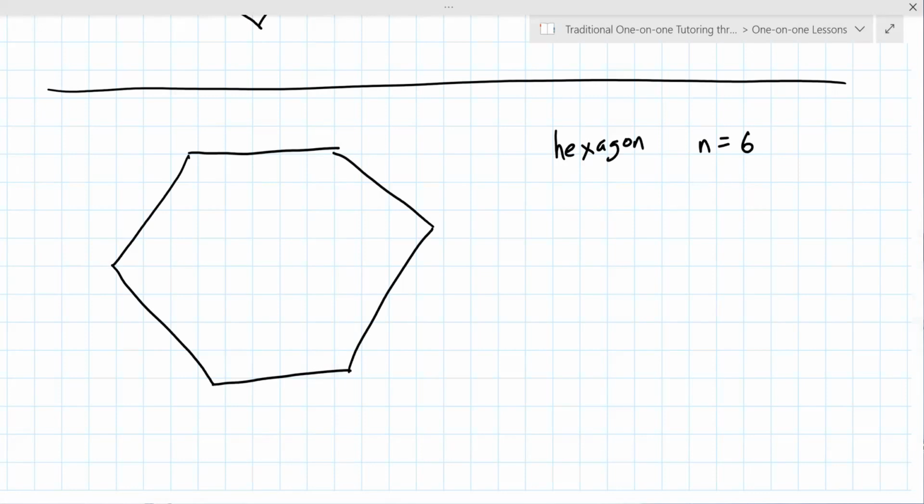Sometimes snowflakes. We don't get snow hardly ever, but snow is sometimes in the shape of a hexagon. So what I want you to do is find the sum using that formula, 180 times n minus 2. And then I want you to find the angle as well. Got it.